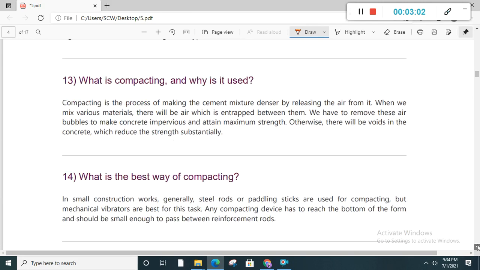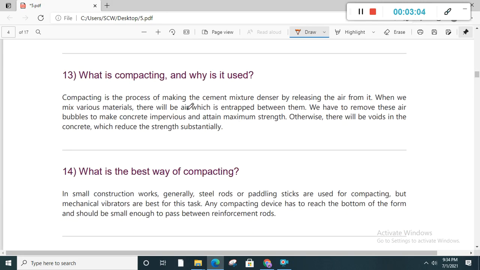So next is compacting. What is compacting? Compacting is basically the process of making the cement mixture denser by releasing the air from it. If the question refers to cement, then you have to reply on the basis of cement, or if it is in the case of soil, then reply on the basis of soil. We compact the cement: the voids that are there, the air in those voids, if we can expel it, that is the process of compacting.